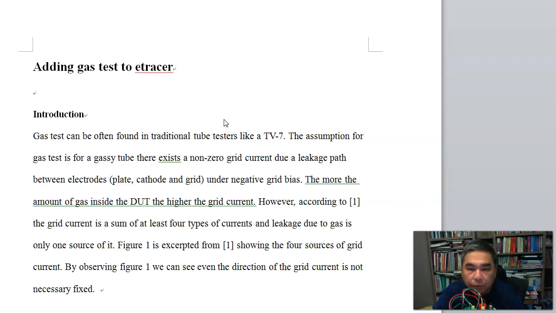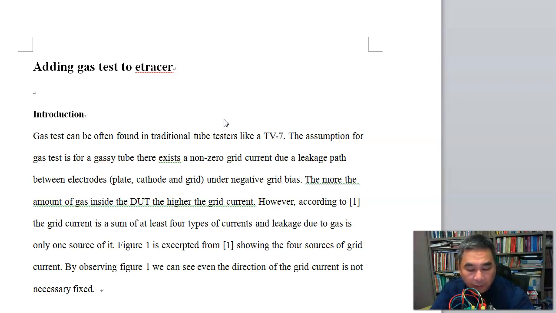Today's topic, I'm going to show you how to add a gas test function to etracer by a hardware modification. This project is inspired by an etracer user from Australia, his name is Anthony Graham. He had a problem testing a D3A tube on the etracer with a SBox 12, so I asked him to send me the tubes so that I can try on my setup.